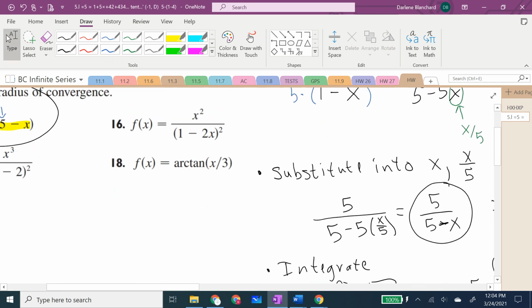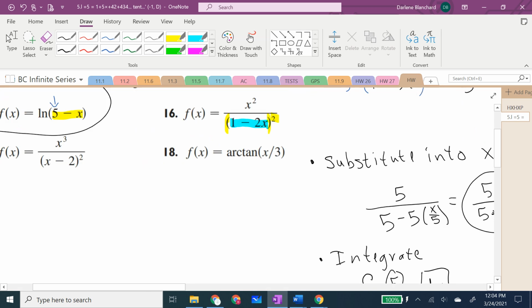16 is next. And yesterday I told you, make sure that you look first at that denominator. If you have a parentheses to a power, it's very likely that you're going to start with the geometric power series. You're going to make the denominator become this denominator, and then you're going to take its derivative. The numerator will only come into play after that's all been done. So let's make this plan.